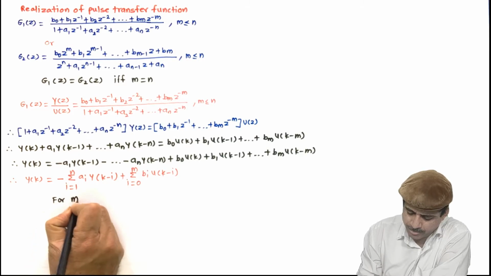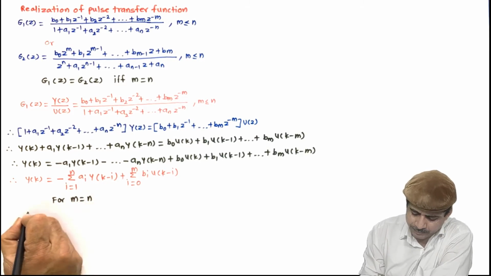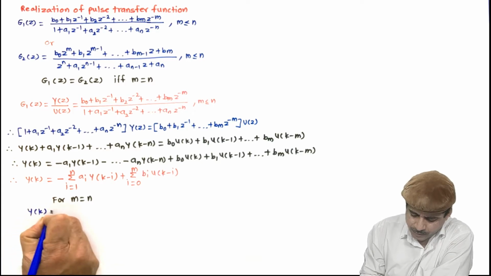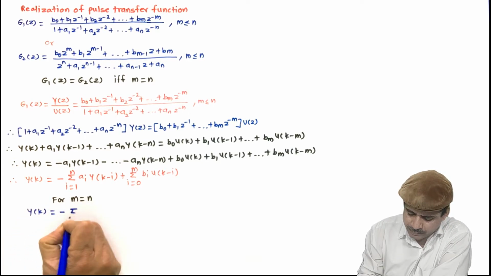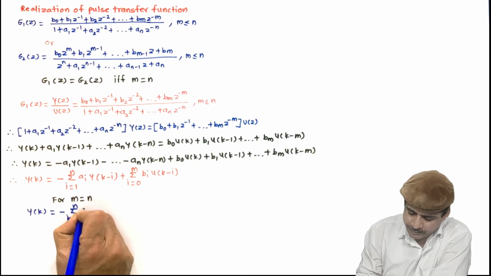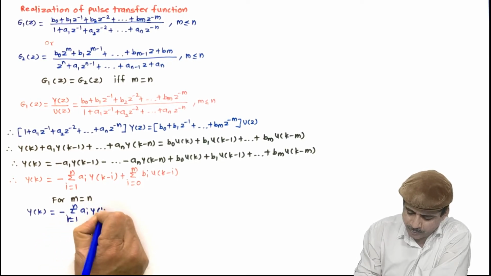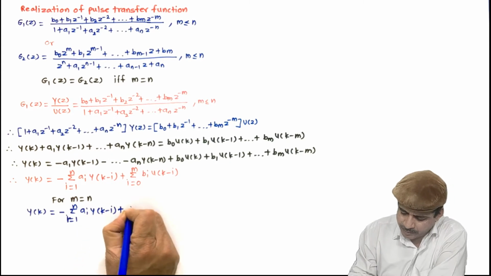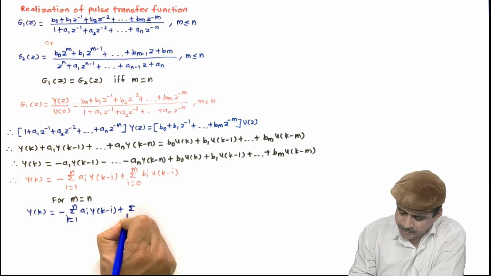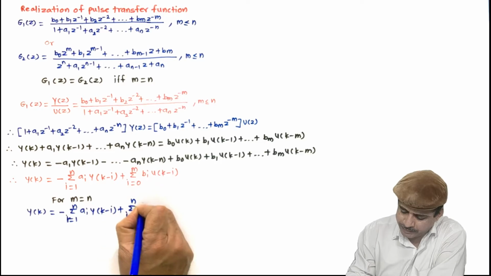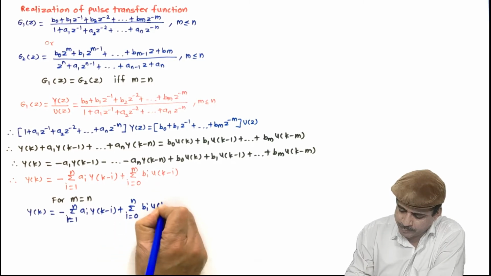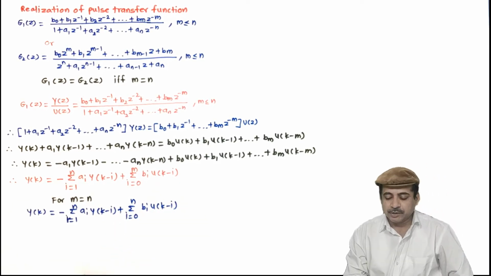So for m equal to n, y of k equals minus summation i equal to 1 to n a_i y of k minus i, plus summation i equal to 0 to n b_i u of k minus i.